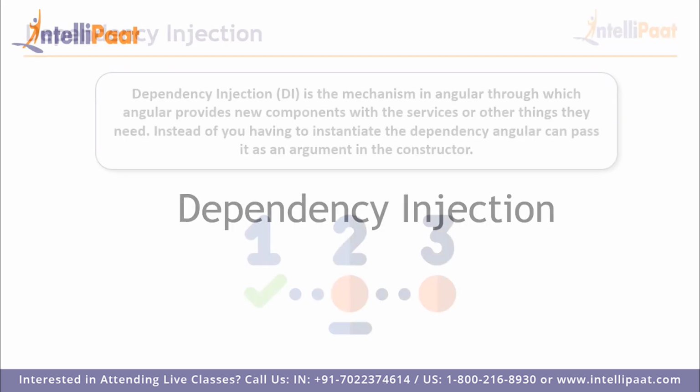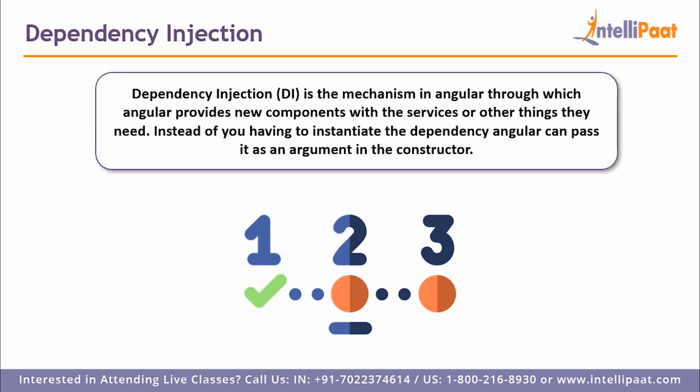And dependency injection. Dependency injection is the mechanism in Angular through which Angular provides new components with the services or other things that they need. Instead of you having to instantiate the dependency, Angular will pass the dependency into the constructor itself and will allow you to create applications much more quickly. This is especially useful when we are testing an application, because we need to pass in the dependencies ourselves. Instantiating each new object for creating a component or a service can be a little messy and difficult at times. Angular takes care of that using its dependency injection framework.